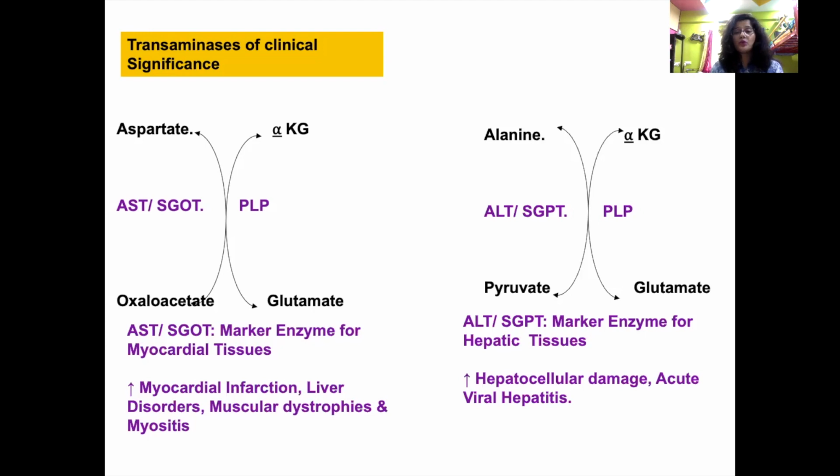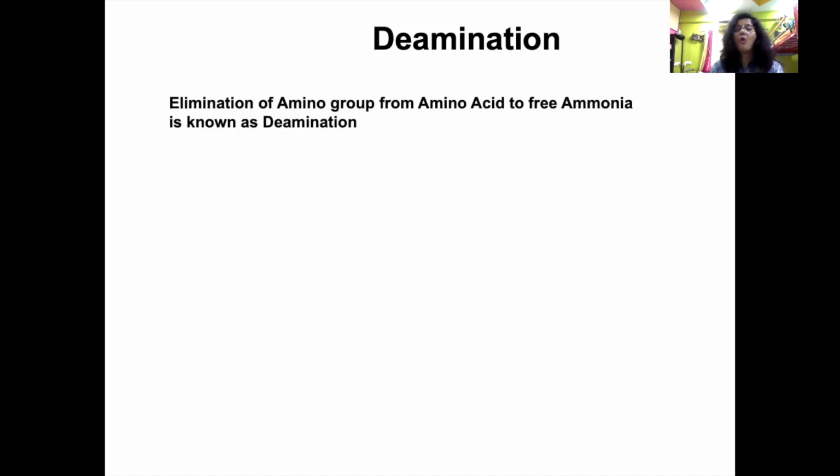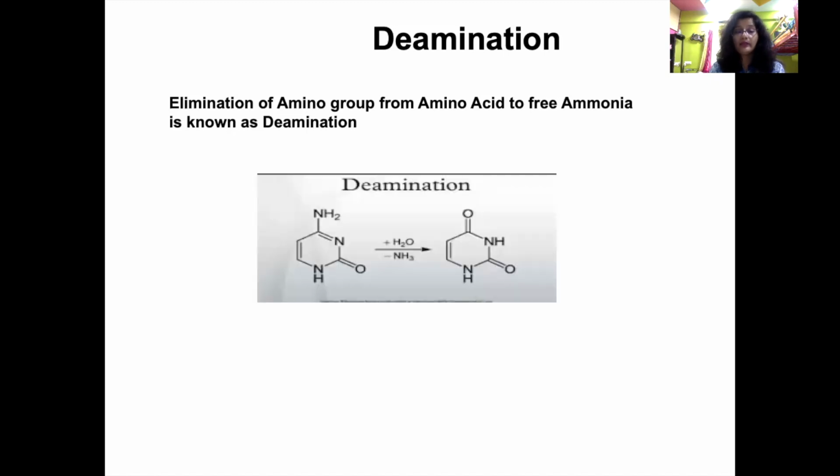Most often, a short note is asked on transamination alone for 3 marks, or you can even get a long question on both processes, transamination and deamination. Now let's move to another important reaction, that is deamination. As its name says, the D means removal of the amino group. This process involves elimination of the amino group from an amino acid to free ammonia. So this is deamination.